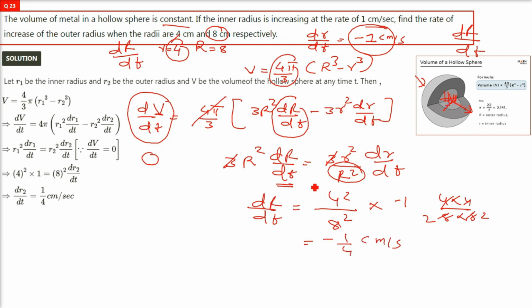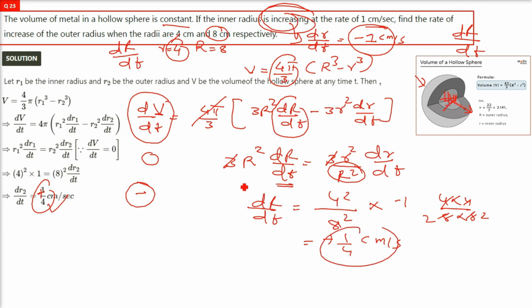And this is going to be dR by dt. So you just need to know the volume of the hollow sphere, which is 4 by 3 pi, capital R cube minus small r cube, and that is the actual thing. If you know this, other things are just the customary routine things which you have been doing since we started understanding differentiation. So the answer here is 1 by 4 centimeter per second. One more thing I would like to highlight: negative for decreasing, positive for increasing.